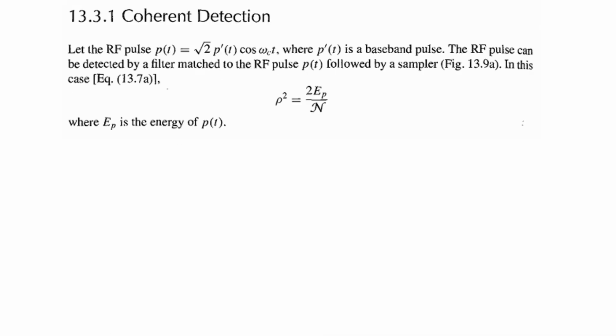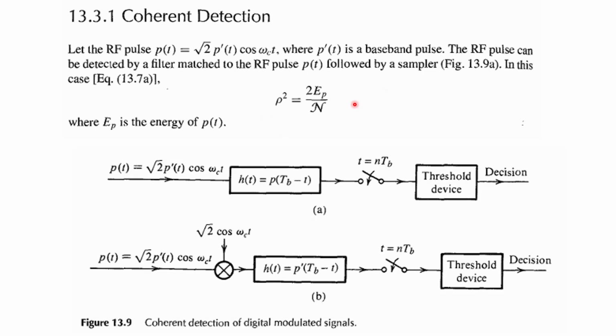So let's start with coherent detection. The RF pulse p(t) is given. p(t) is the pulse train you transmit, used with a carrier, p(t) cos(omega_c t), where cos(omega_c t) is your carrier frequency. For the matched filter, the RF pulse p(t) is followed by a sampler. Rho squared, the signal-to-noise ratio, is equal to 2E_p divided by N, where E_p is the energy of p(t).